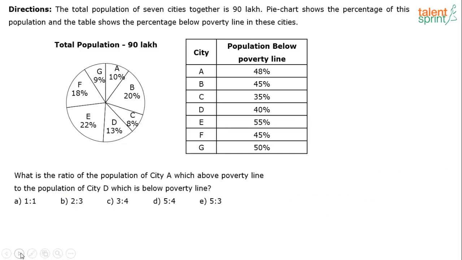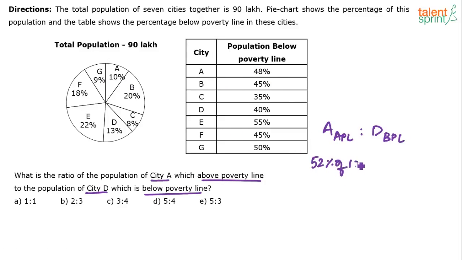Next one here. What is the ratio of the population of city A, which is above poverty line, and the population of city D, which is below poverty line? Be careful. City A, APL, is to city D, BPL. Usually we commit mistakes by not choosing the right values. Population of A above poverty line, population of D below poverty line. For A, below poverty line is 48, so above poverty line will be 52.